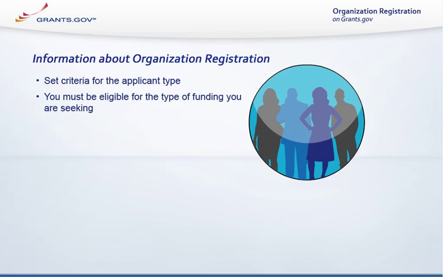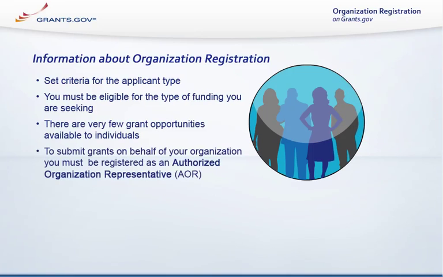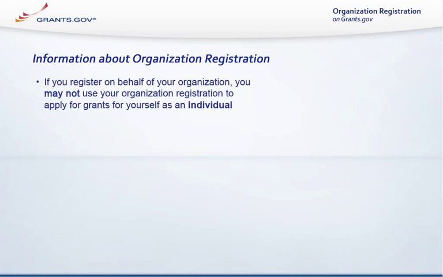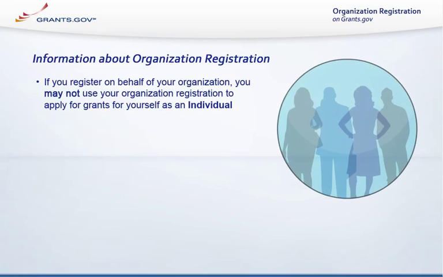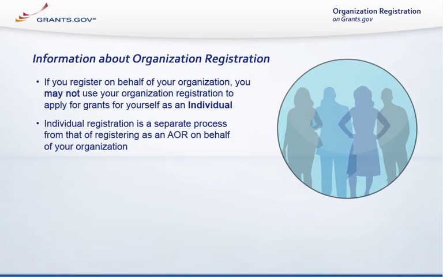Some grant opportunities are available to organizations, and others are available to individuals. There are very few grant opportunities available to individuals. To submit grants on behalf of your organization, you must be registered as an Authorized Organization Representative, or AOR. If you register on behalf of your organization, you may not use your organization registration to apply for grants for yourself as an individual.